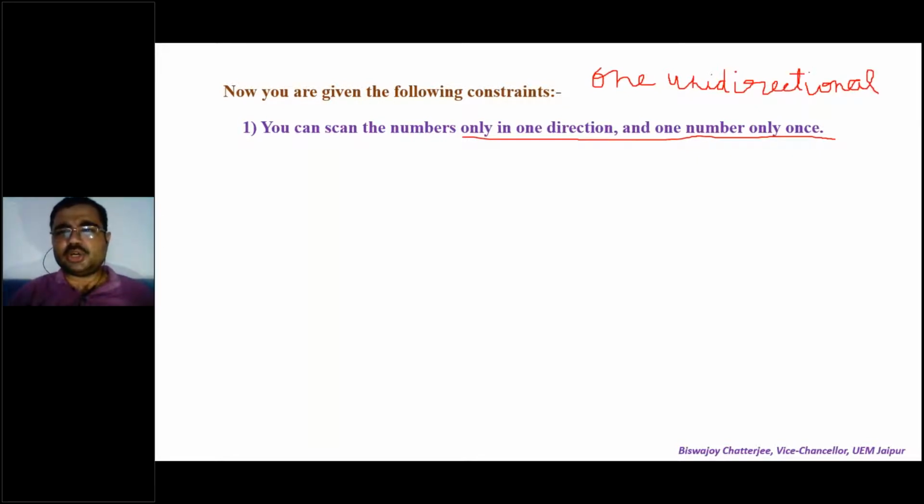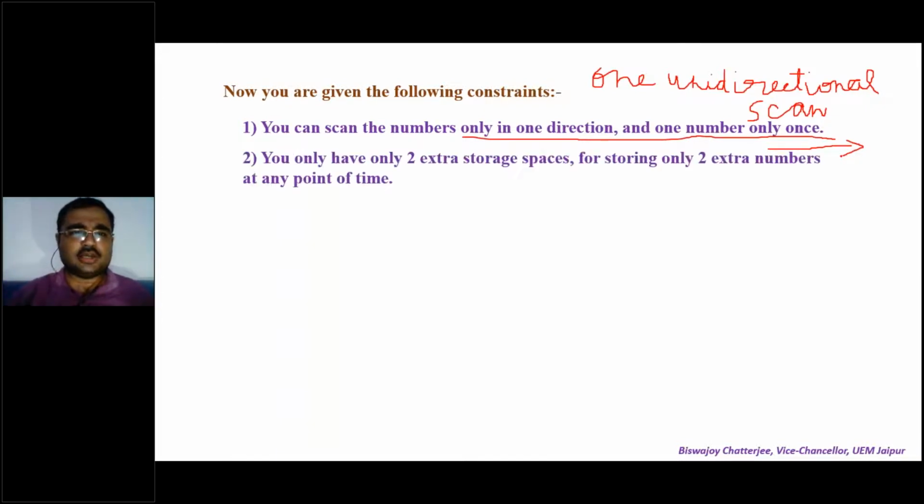There is another constraint also. The second constraint that is given to you, this is the first constraint, one unidirectional scan. The second constraint is that you scan the list only once, say in this direction, and only once. Earlier you were scanning the list many a times, going from the first to the end many a times, trying to find all the numbers. Over here you are allowed only one scan through the entire list. Second constraint, you have got only 2 extra storage spaces.